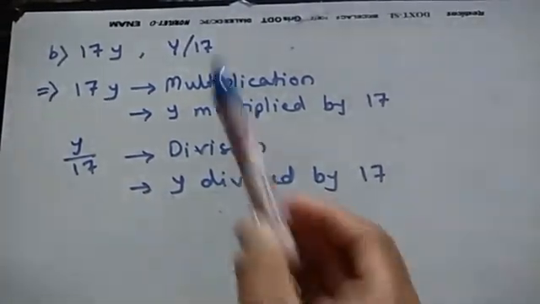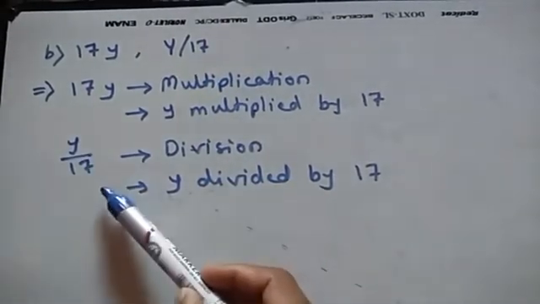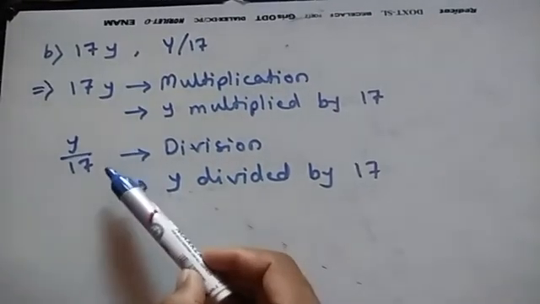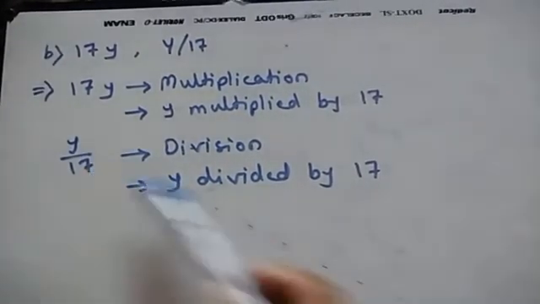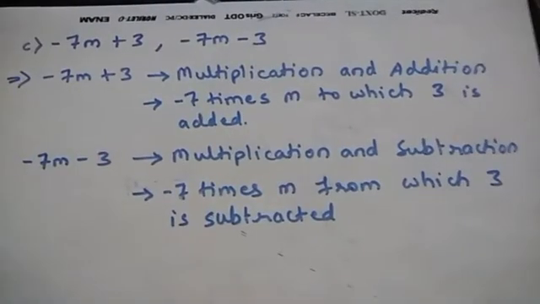Okay. Now one more. See here y upon 17. So here division. Which operation? Division. And how has it been formed? y divided by 17. See one more example here.